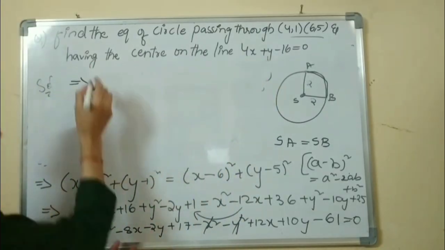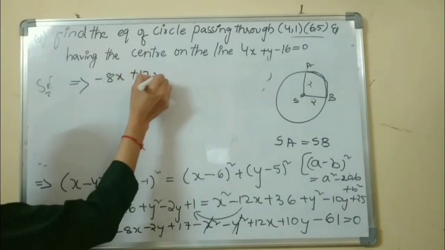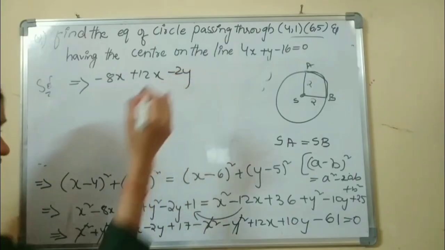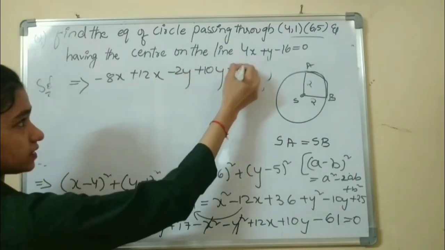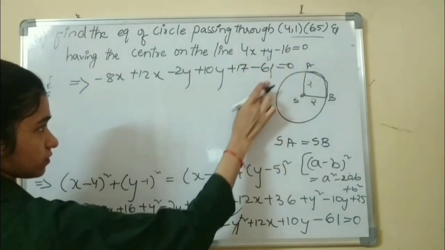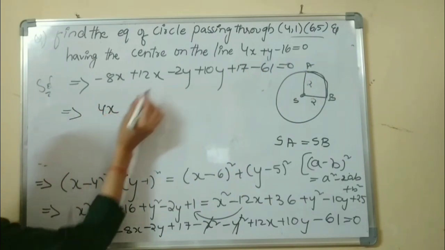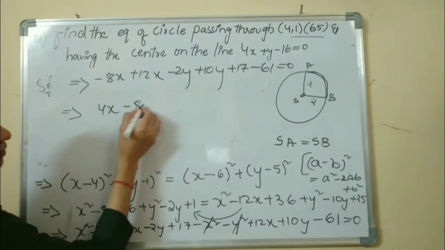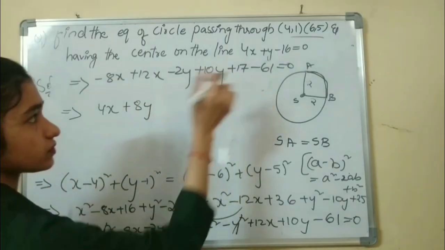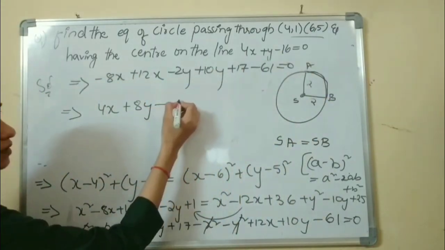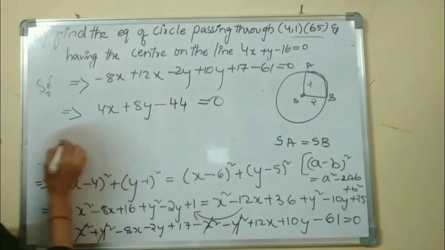What are the leftover variables here? Minus 8x plus 12x, minus 2y plus 10y, plus 17 minus 61 equals 0. Okay. Next, 12 minus 8 is 4x, plus 10 minus 2 is 8y. Next, 61 minus 17 is minus 44, equals 0.